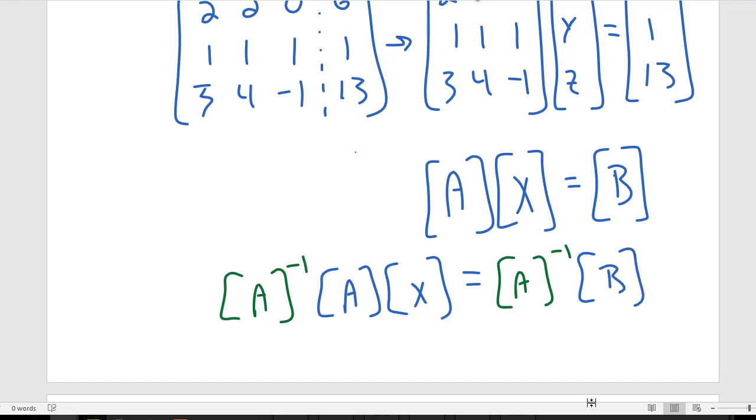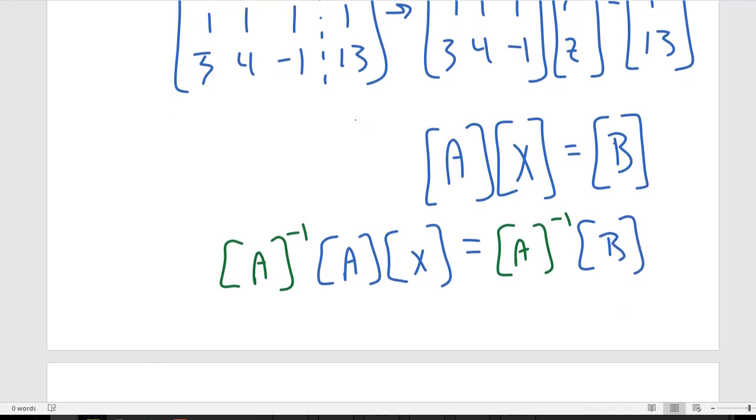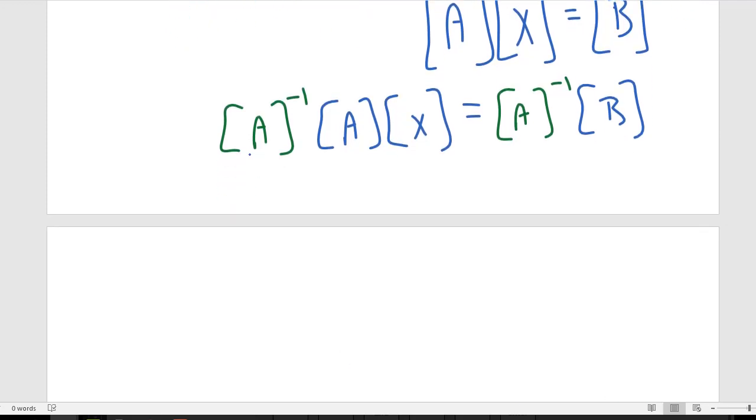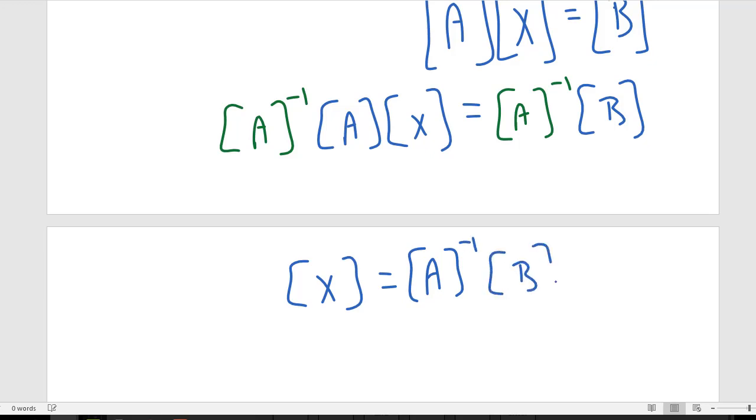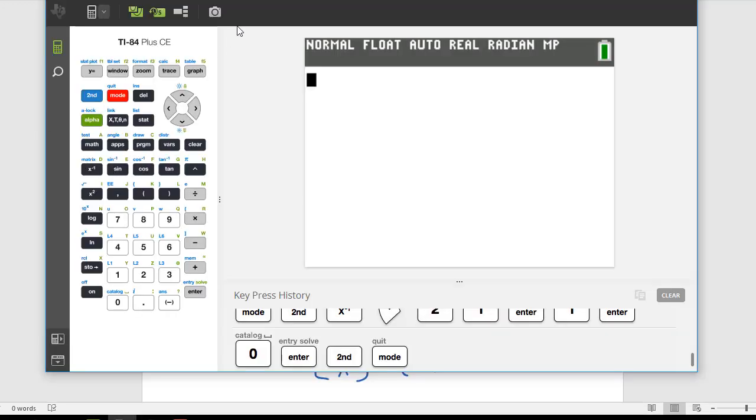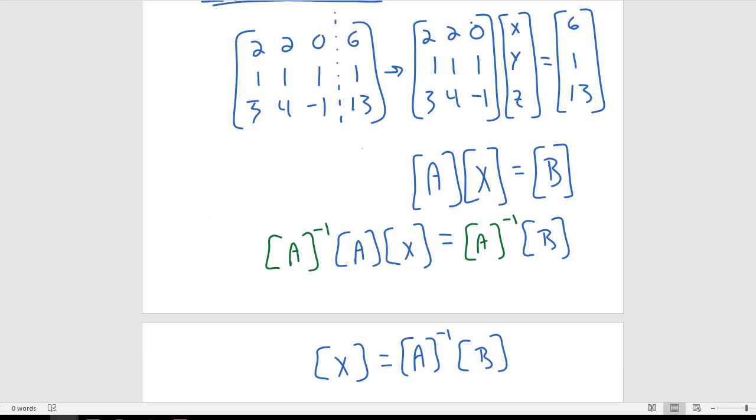So when I take this process, the inverse times the original matrix just becomes 1, and I end up solving for my 3 variables. So whatever this turns out to be right here, inverse of A times B, that's going to provide the solution to my system. All right, so if we plug this into our calculator, let's take a look at what we have here. So I need a coefficient matrix, and I need the constant matrix on the other side.